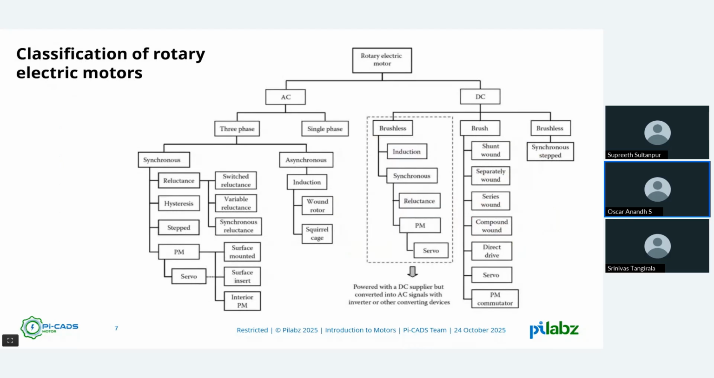In this flow chart, you can see a motor can be divided into AC and DC. In AC, there are two divisions, three phase and single phase. And in DC, there are brush and brushless. There are this many types of motors. But we will show some of the most commonly used motors in industries and in our commercial life, so that you can connect with those motors. In the next slide, we will show the commonly used motor types.